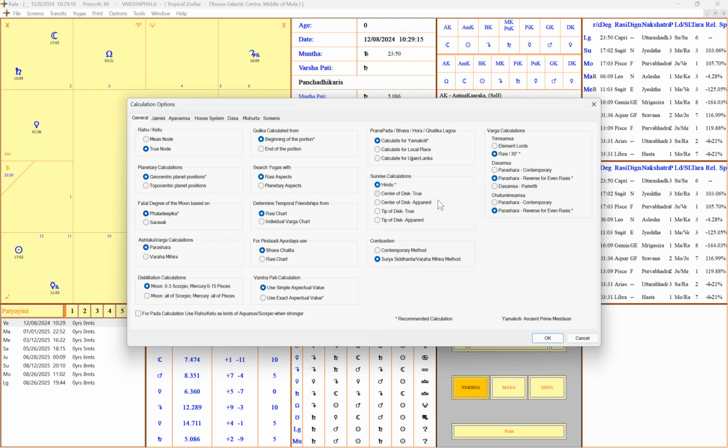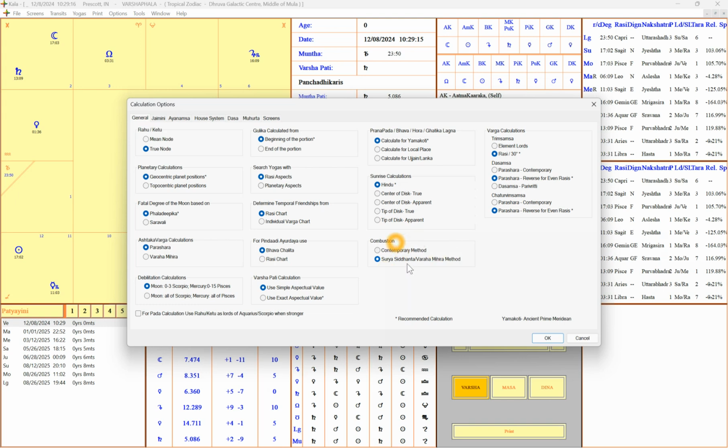So that's center of the disk true is the same as Hindu. That's what they use in the old Hindu astronomy books, okay? All right, we're almost done. Notice some of these are very involved. This is definitely the most astronomically involved of the calculation options. But I think people should know what they're choosing, all right?